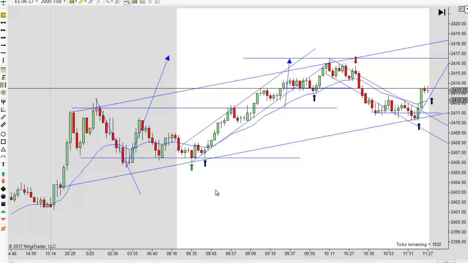So this was a nice trade. If you caught this one, you could have ridden it at least to these highs, and if you hung on, you could have gone all the way to the next move.